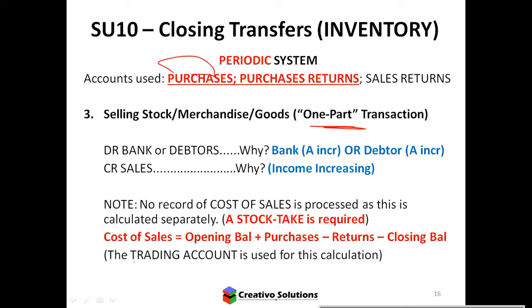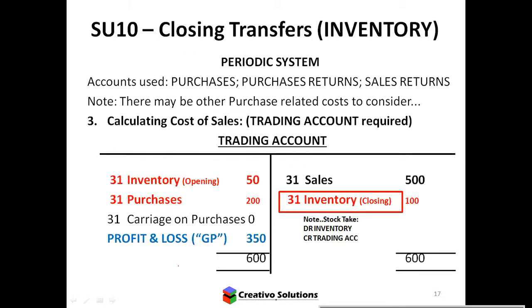Will a service entity have a trading account? No. Why not? Because it's not selling a product, only selling a service. Exactly. So this is what the T account looks like for this trading account, for what type of system? Periodic. Notice how you're recording those things on the right side.